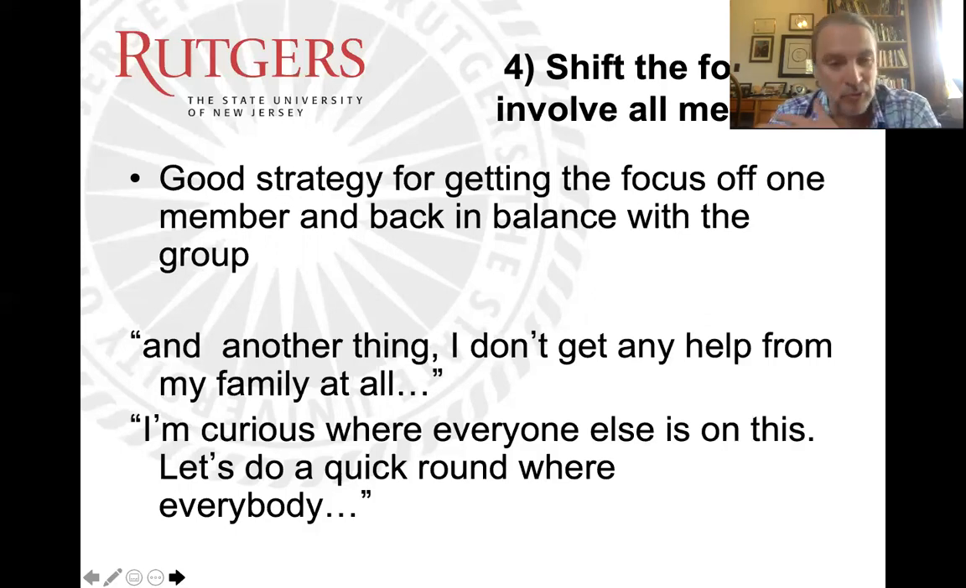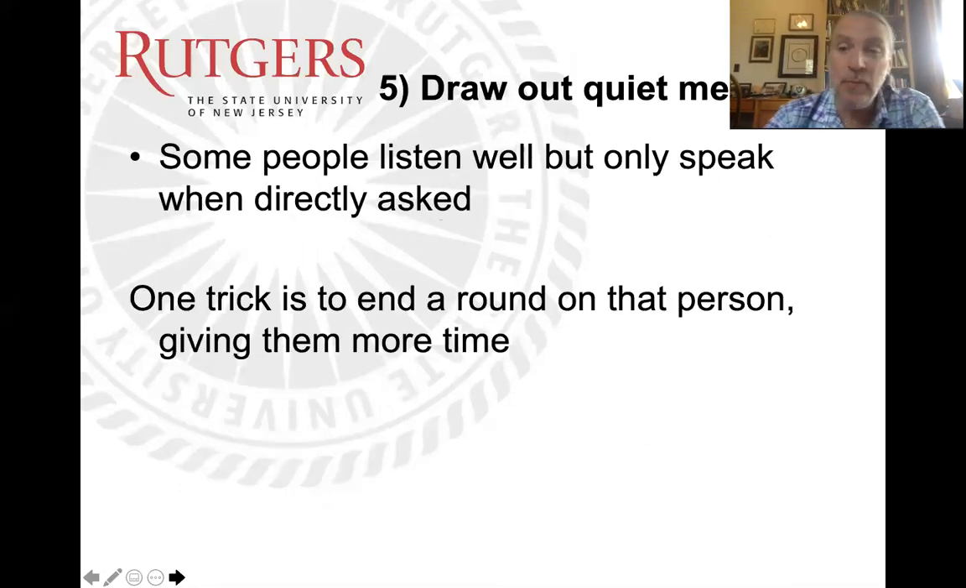So if you have someone who's going on a tear, and this will happen to you, this is one of the most common group facilitator challenges. So you see someone saying, "And another thing, I don't get any help from my family at all." Facilitator cuts in, "I'm curious where everyone else is on this. Let's do a quick round where everybody..." So again, you haven't cut that person off. You haven't told them to shut up, or told them they're talking too much. But at the same time, you've moved the focus back into the room so that you don't lose the rest of the group, and so that you can get back to what you were actually there to do in the first place. Drawing out people, again, we'll talk about some ways to do this in the toolkit at the end.